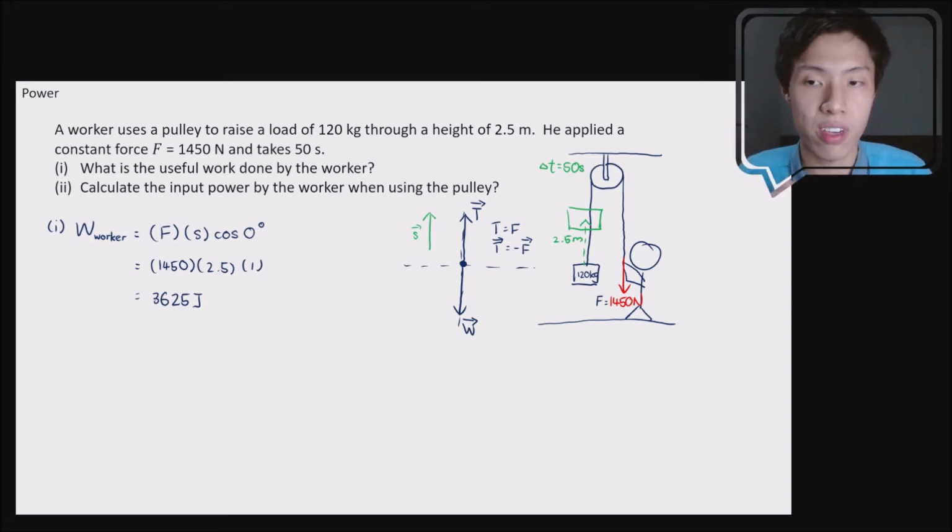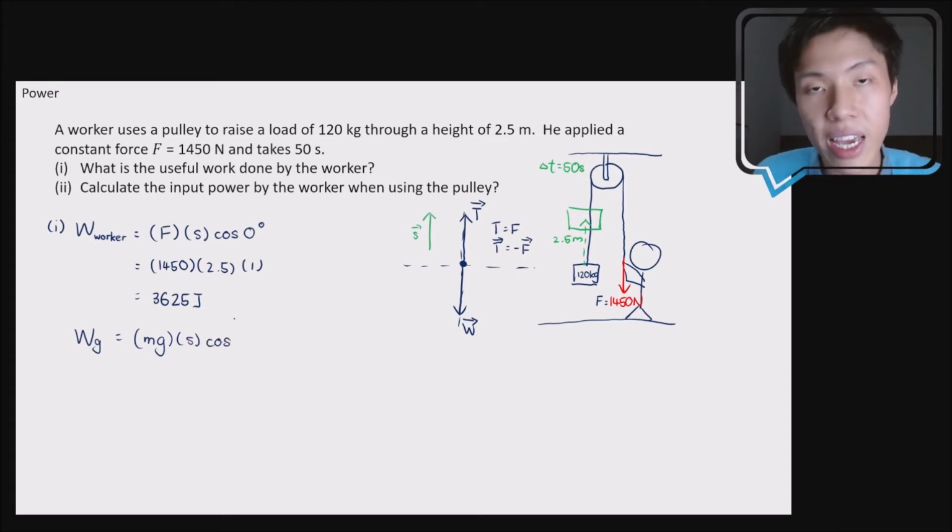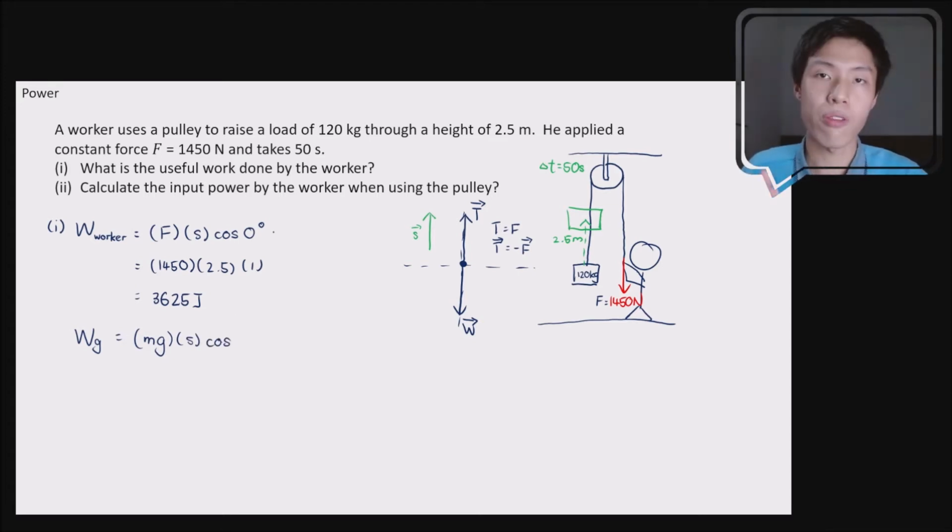So this is the work done by the worker when this 120 kg load has been raised by 2.5 meter. The worker does this much work on the load over here. Next, let's find what is the work done by gravity. Work done by gravity will be the magnitude of the weight, the magnitude of the displacement, and cosine the angle between the weight and the displacement.